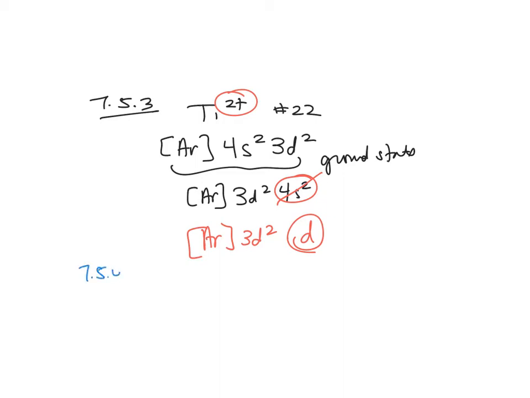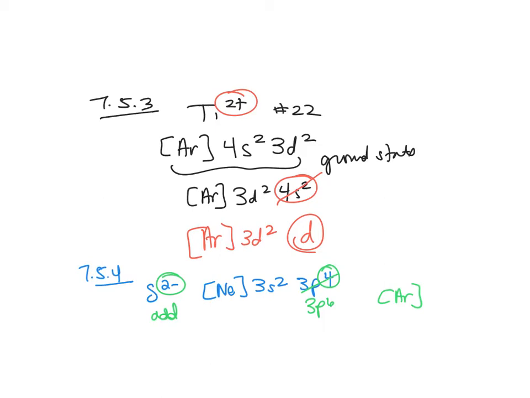Okay, 7.5.4, select the ground state electron configuration for the sulfide. So let's look at sulfur. The first noble gas before that is neon, and then we come down to 3s2, and then 3p4 for its ground state, but we're adding 2 electrons. So we're going to add 2 electrons to make this 3p6, which is also argon. But let's see what our options are. And it looks like we have to go with neon, 3s2, 3p6, which is answer B.